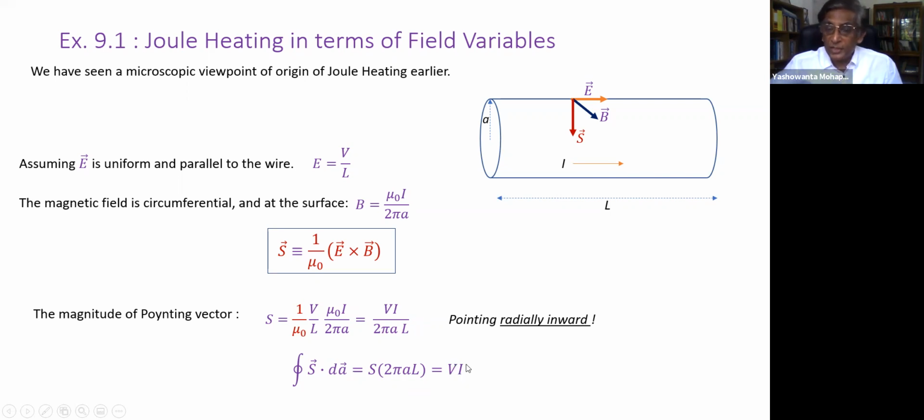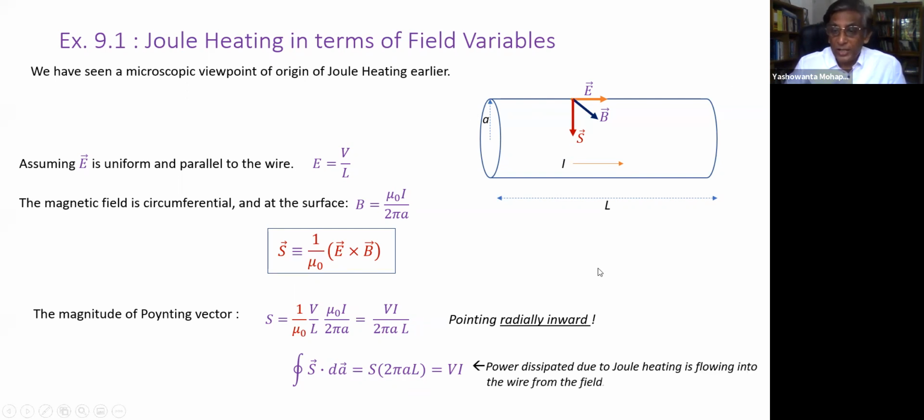So that is nothing but the power delivered by the current in the form of heat. This is the Joule heating. It is the power dissipated due to Joule heating in this portion of the conductor. And now we're showing what this equation shows, that where is this power coming from? This is coming into the conductor through the surface of the conductor from the fields B and E.